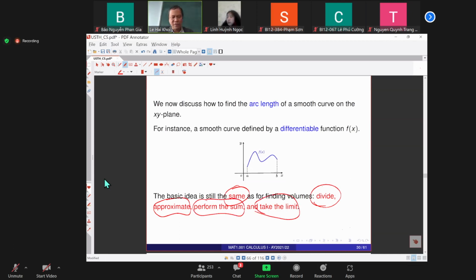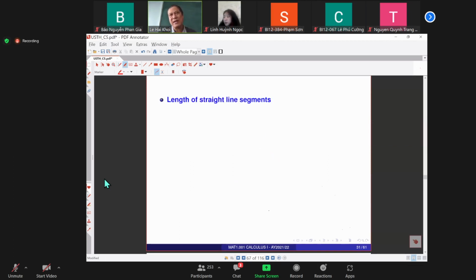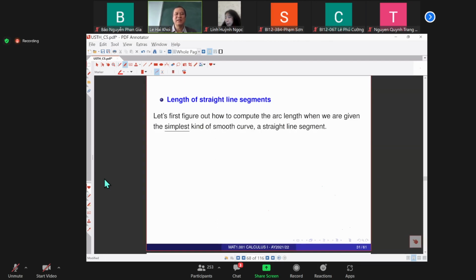Everything we follow in the application of integral, these four steps. Okay? That's why all I ask of you is that where I write in italic, you read by yourself. We explain very fast or skip to go into detail. First, how about a straight line segment?